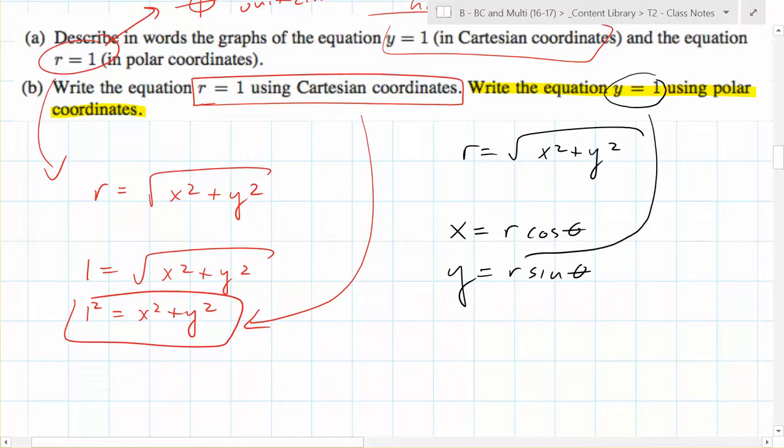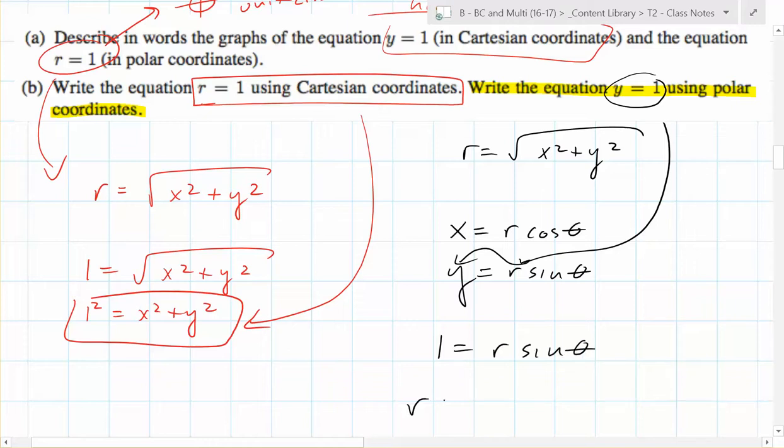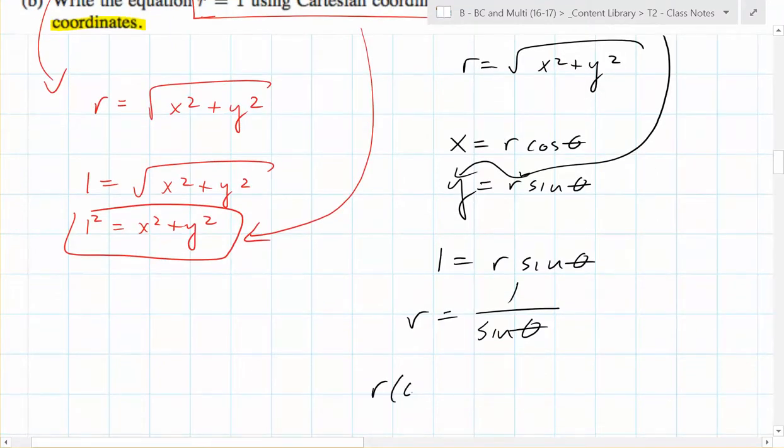So where can we plug that in? Not into r. Where can we plug it in? Keep on going. It's right there. So we have 1 is equal to r sine theta. So what does r equal? 1 over what? Sine theta. Your functions will generally be in terms of theta. So r of theta is 1 over sine theta.